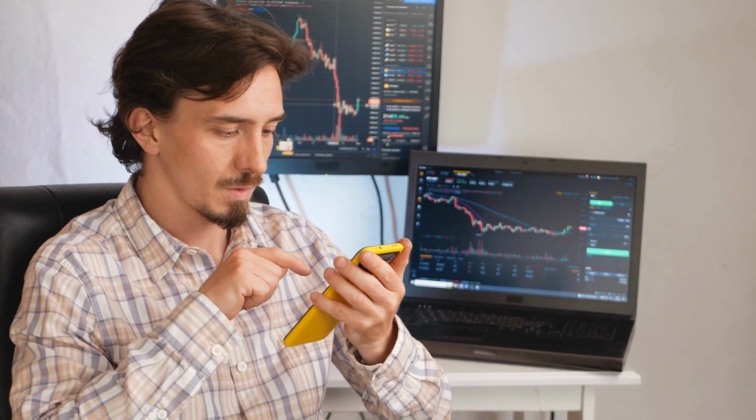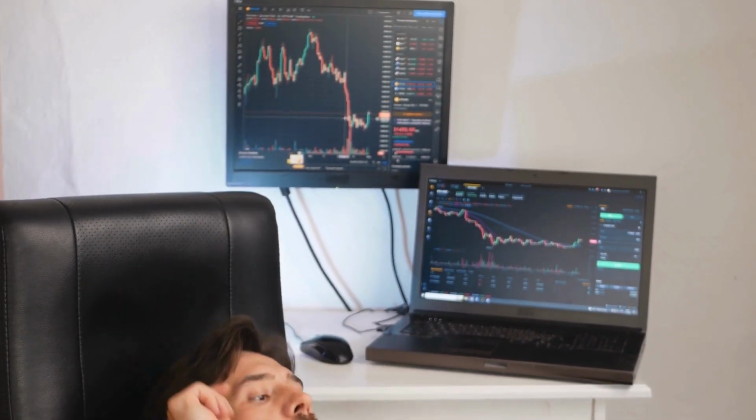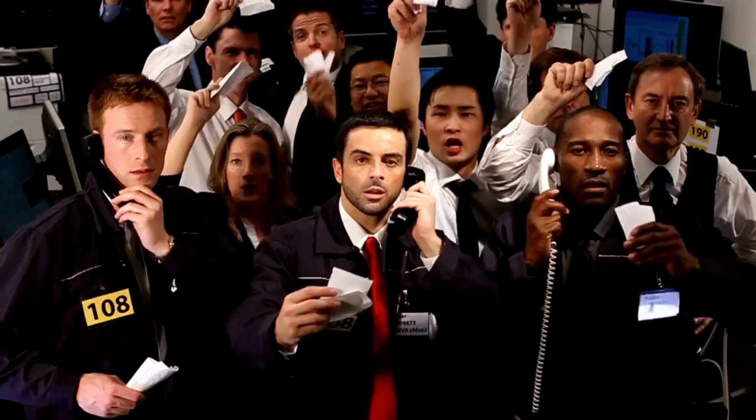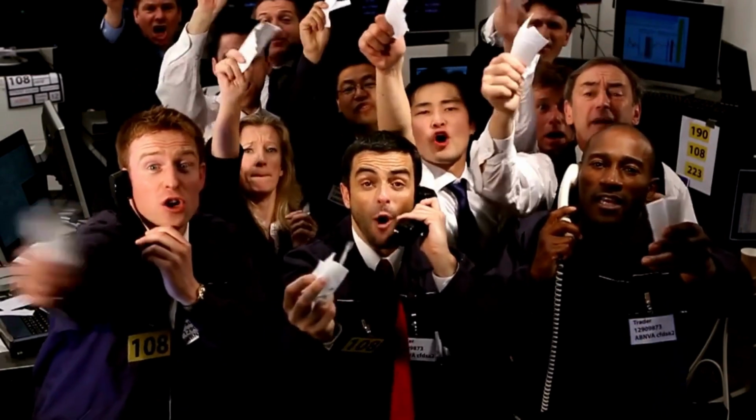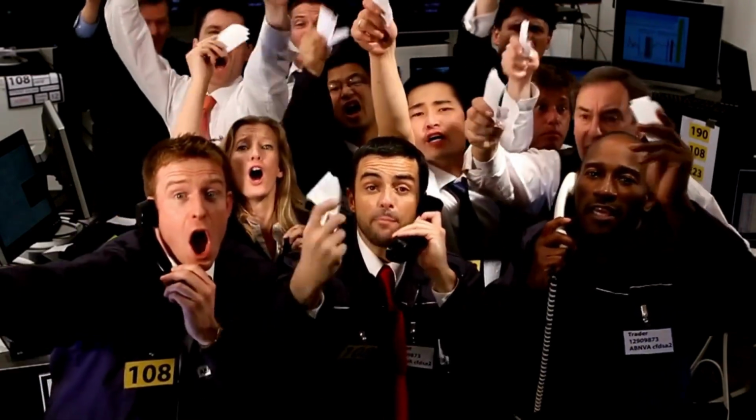Let's start with the basics. Fundamental analysis is the cornerstone of understanding the intrinsic value of currencies. It's the process of looking beyond the charts, digging into economic indicators, and getting a pulse on the political climate to predict market movements. Remember, in the realm of Forex, knowledge isn't just power, it's profit.